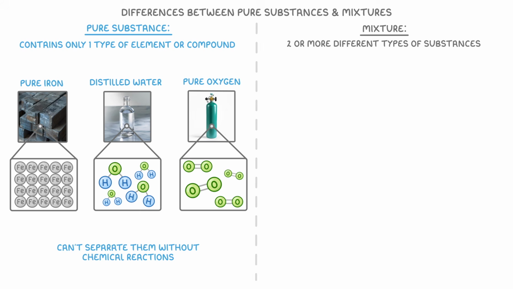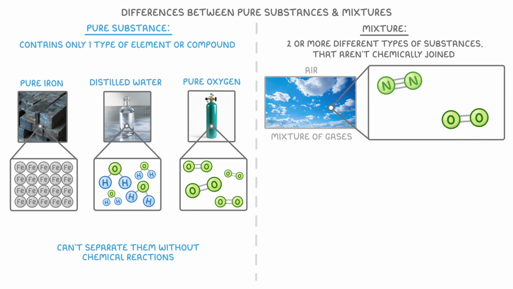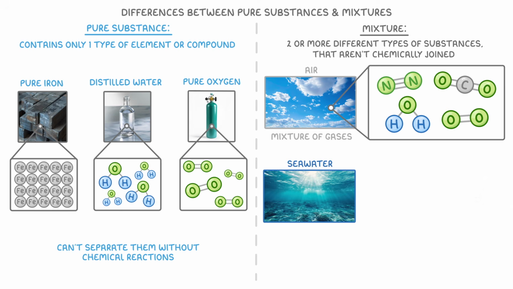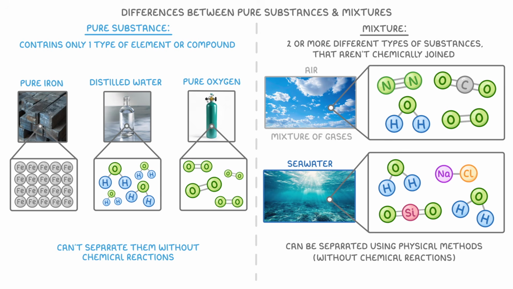On the other hand, a mixture is two or more different types of substances that are mixed together in the same place, but most importantly, that are not chemically joined. For example, the air all around us is actually a mixture of gases. It contains oxygen, nitrogen, some water vapor, and a little bit of carbon dioxide, as well as a few other gases too. Another example of a mixture includes seawater, which usually contains water, salt, and maybe even some small grains of sand. One of the useful things about mixtures is that the different substances can be separated using physical methods, which basically means without using chemical reactions. This is because the different substances in each mixture aren't chemically joined together.